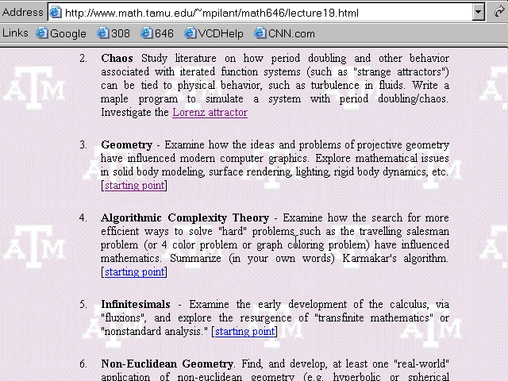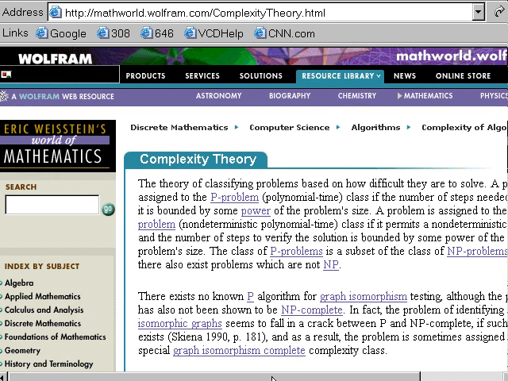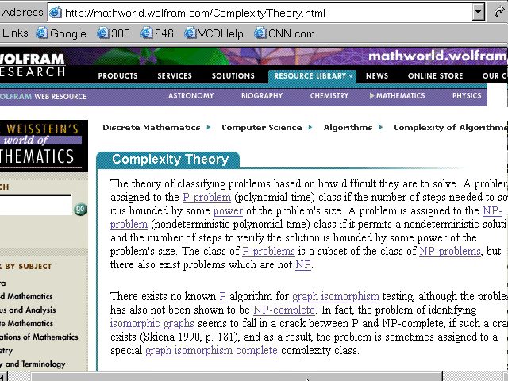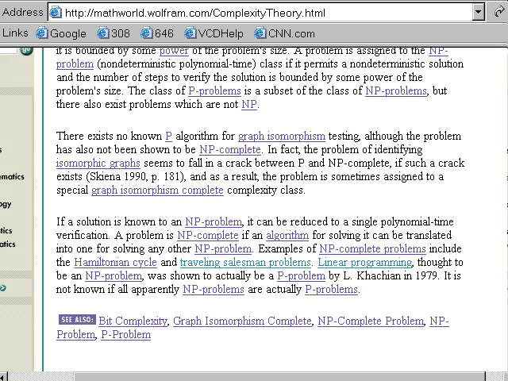Algorithmic complexity theory is another example. We've talked about some very hard problems, hard in the sense of NP: the traveling salesman, and 4-color problems, graph coloring problems. Also, there's a link to Karmarkar's algorithm. You can find that. This was what's called an interior point algorithm, which is a tremendous leap forward.